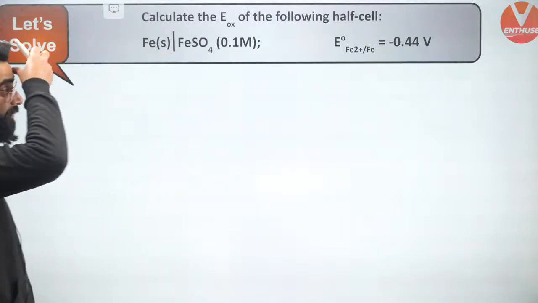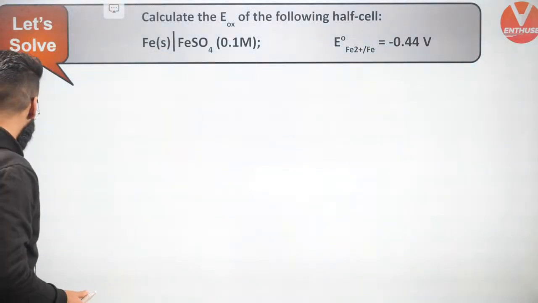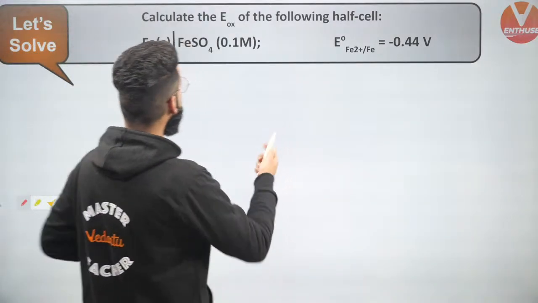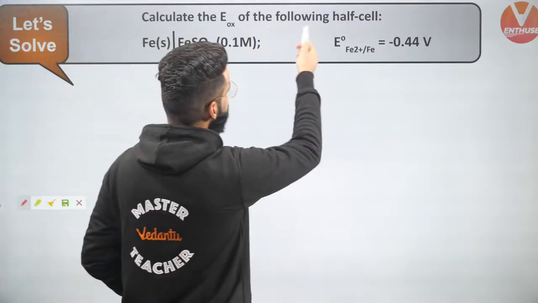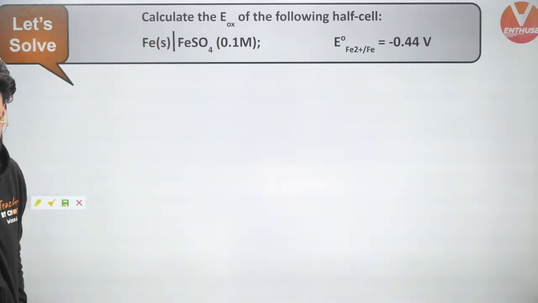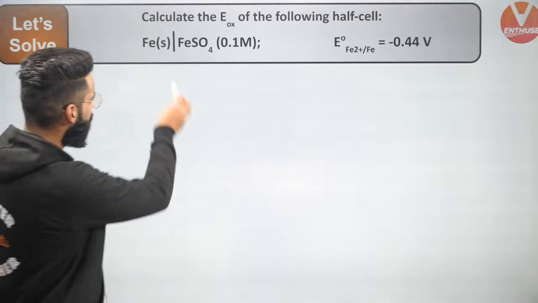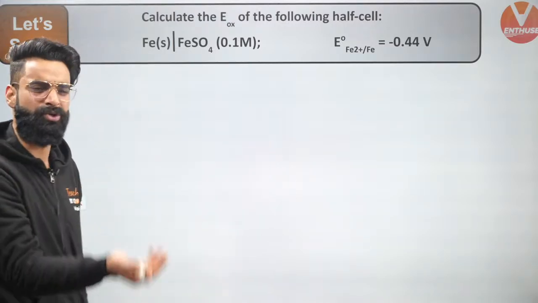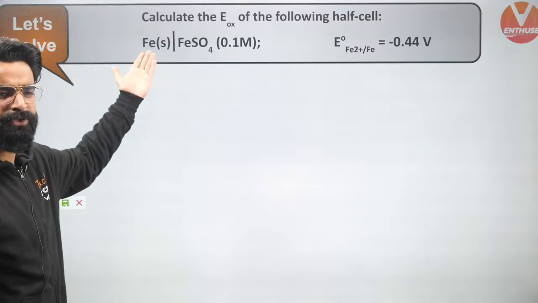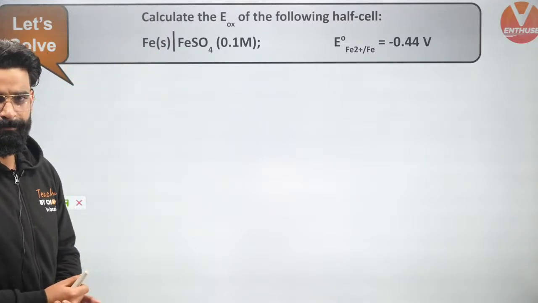Which is on our screen. Understand, guys. Calculate the oxidation potential of the following half cell. We are supposed to calculate the oxidation potential of the following half cell. Either you call it a half cell or you call it an electrode. One and the same thing, yeah? How do I calculate the oxidation potential of this electrode which is given to me?